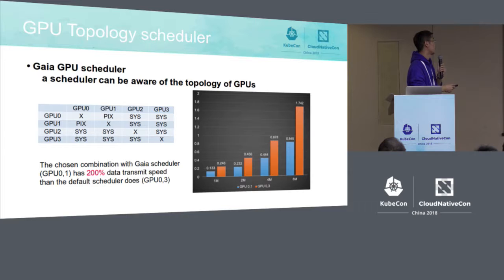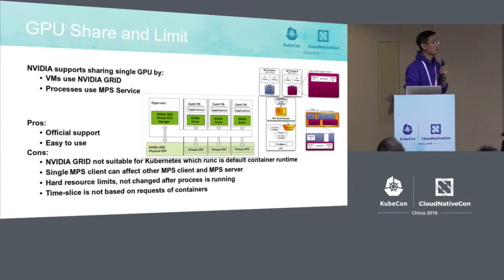When the user is using the GaiaStack platform, they don't have to choose the GPU. The scheduler can automatically pick the best GPU topology at that moment. The next one is about the GPU resource management on GaiaStack. For Kubernetes, it supports multiple pods.